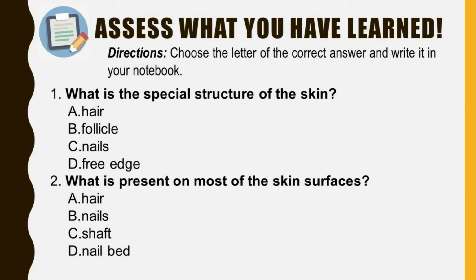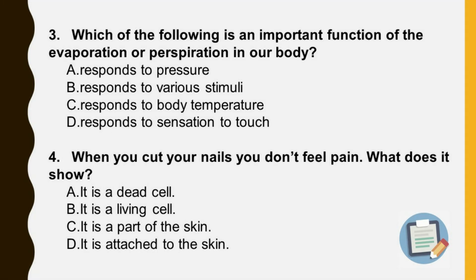Number 2. What is present on most of the skin surfaces? A. Hair, B. Nails, C. Shaft, D. Nail bed. Number 3. Which of the following is an important function of the evaporation or perspiration in our body? A. Responds to pressure. B. Responds to various stimuli. C. Responds to body temperature. D. Responds to sensation to touch.